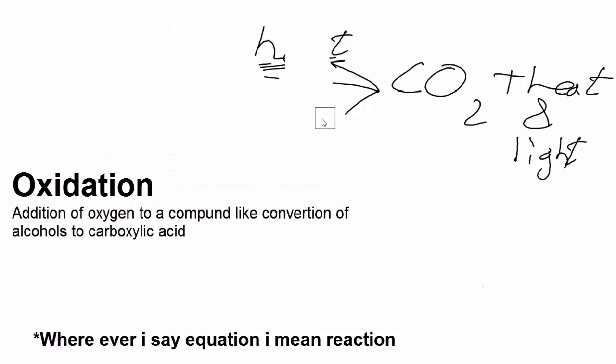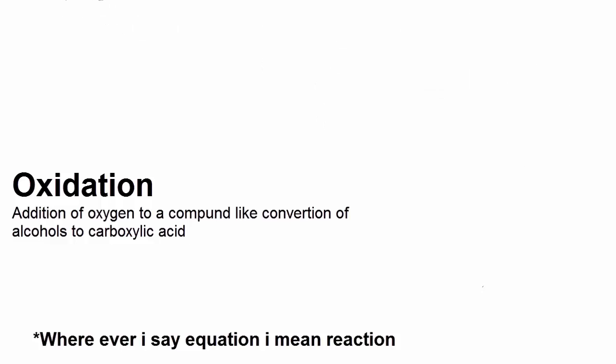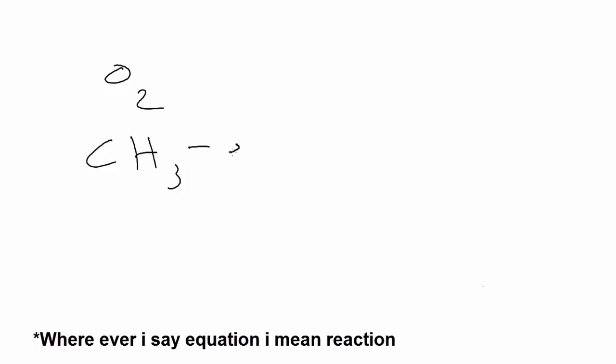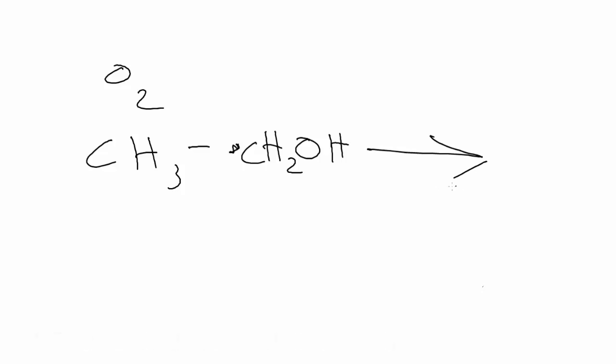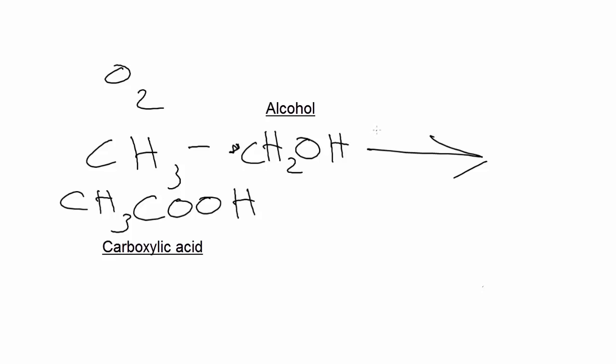Next we have oxidation. Oxidation is basically the addition of oxygen, that is, addition of O2. In the textbook, I'm going to give you a textbook example: CH3CH2OH gives you CH3COOH in the presence of an alkaline reagent like KMnO4.